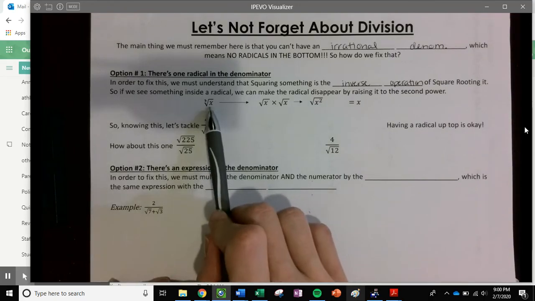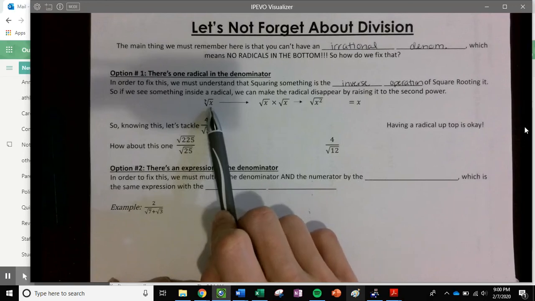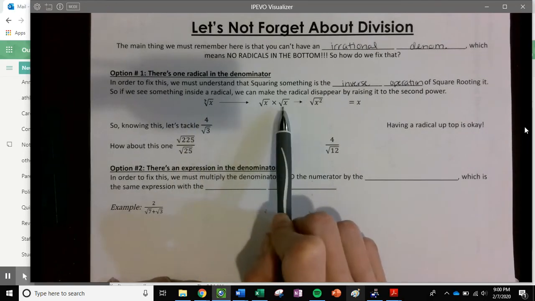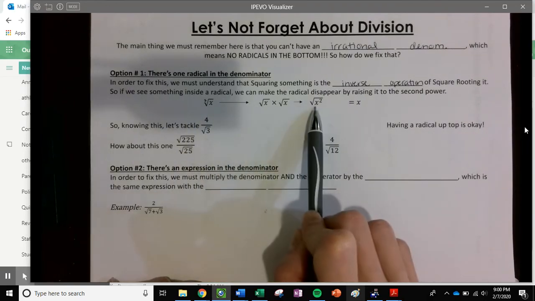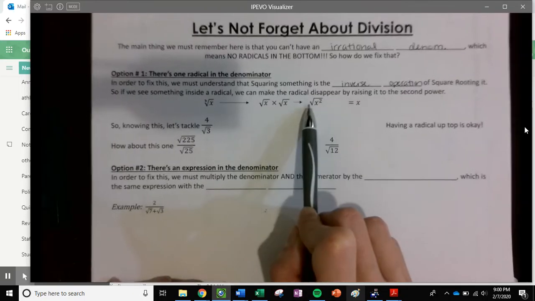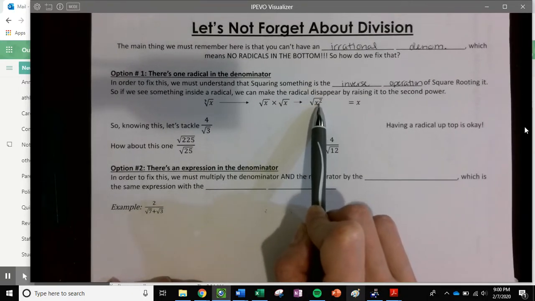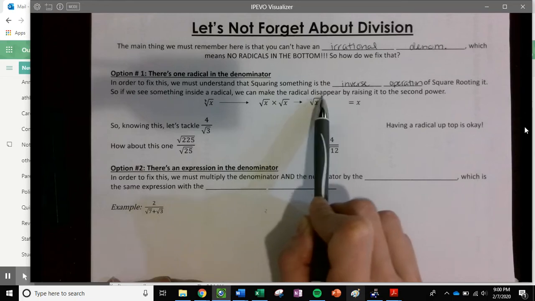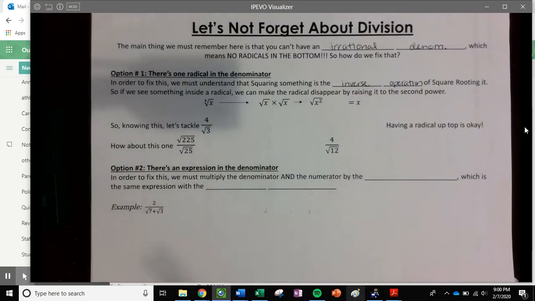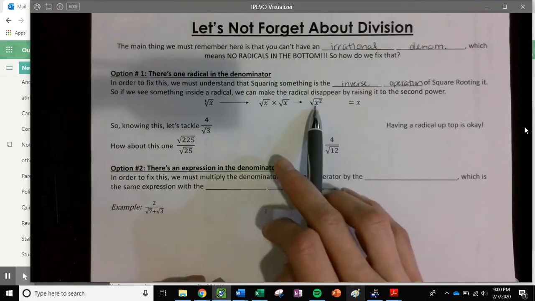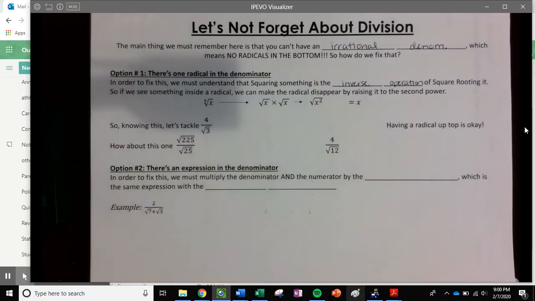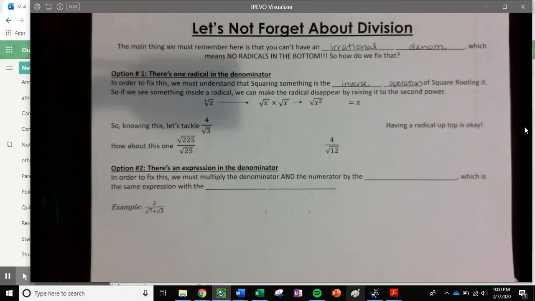So in order to square it, we have to multiply it by itself. Square root of x times square root of x. Well, that's the square root of x squared. I've got a square root and a second power. Okay, those two things do not compute. They dissolve each other, and now we are left with just the thing that was inside the house to begin with, and that is the x. So, long story short, in order to rationalize a denominator, you just multiply the denominator by itself.